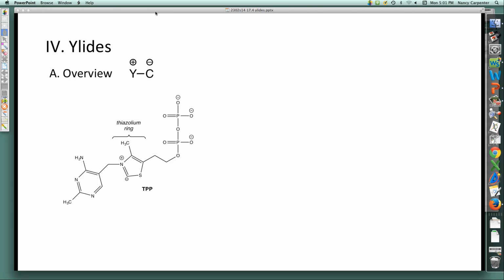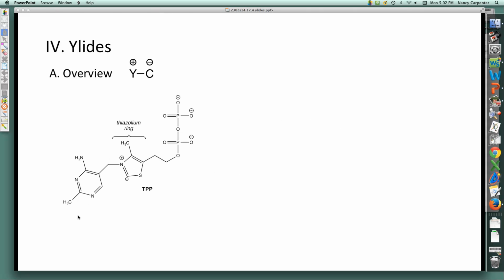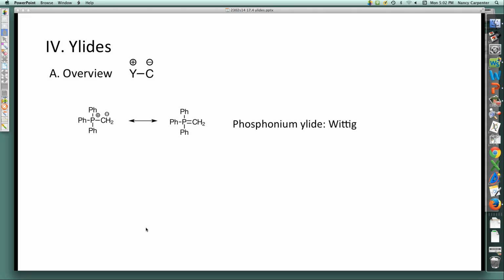This is thiamine pyrophosphate. It is the biochemical ylide. And if you look right here, there's always something. Right there, you can see there's the carbon anion adjacent to the positively charged nitrogen. But the ylides we're interested in are these two. A phosphonium ylide, that is the key player in the Wittig reaction, and a sulfonium ylide.